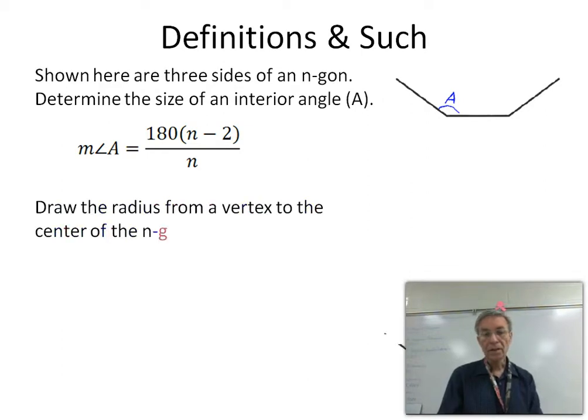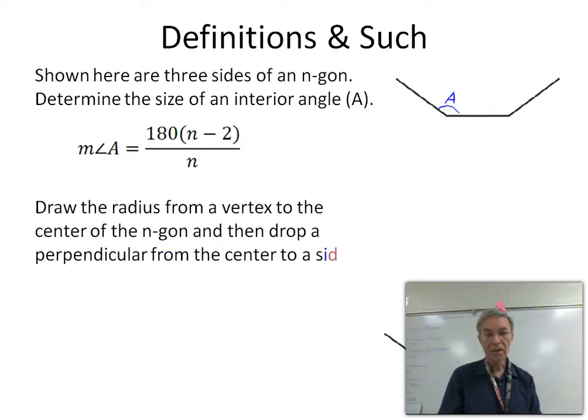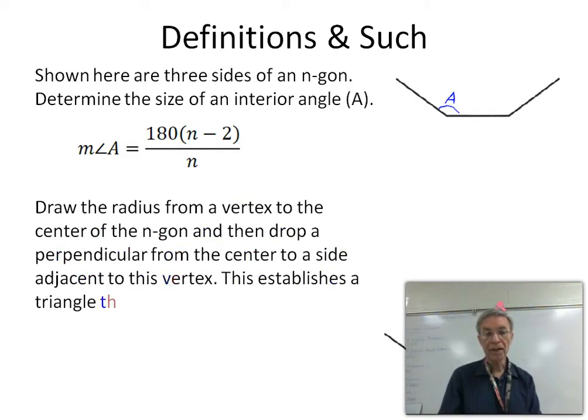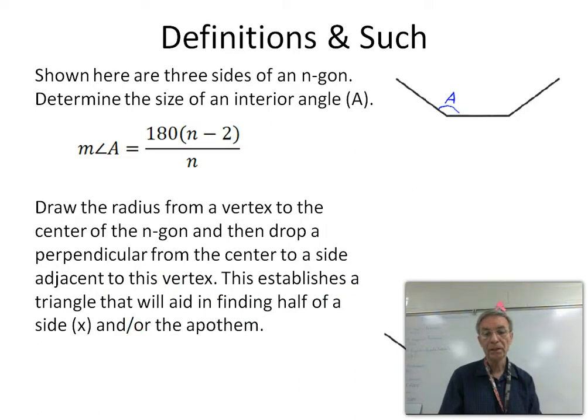Okay, so the first thing we're going to do is draw the radius from a vertex to the center of the n-gon and then drop a perpendicular from the center to a side adjacent to the vertex. That establishes a triangle that will aid you in finding half of the side and or the apothem.